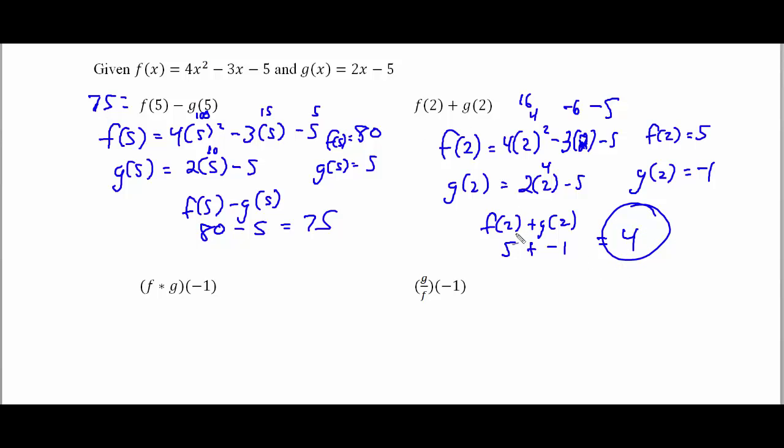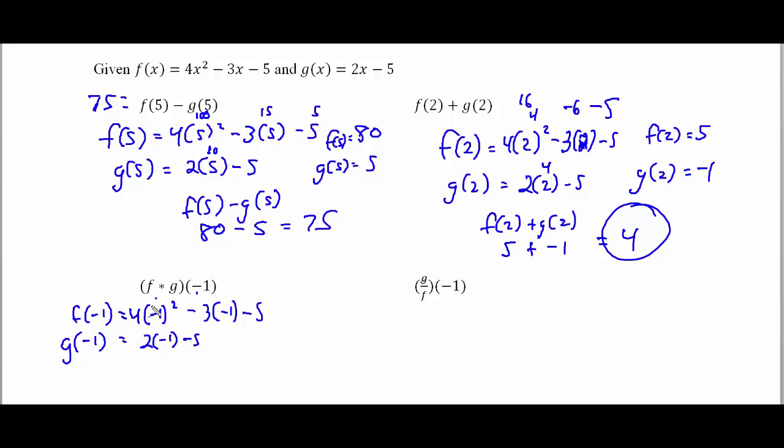The answer is 4. Now here I'm going to multiply these two, but I'm going to plug negative 1 into each of these functions. So this is going to be 4 times negative 1 squared minus 3 times negative 1 minus 5. This is my f of negative 1. And my g of negative 1 is going to be equal to 2 times negative 1 minus 5.